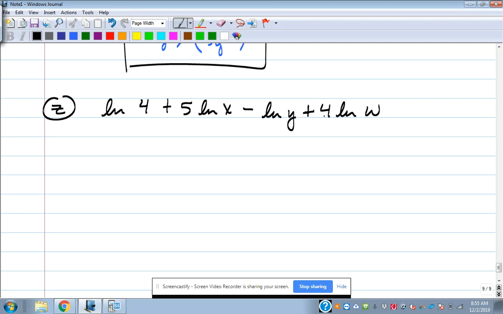Throw a little curveball into this one. Natural log really is just log base e, so it really doesn't change the rules any. It just changes what we have to write.